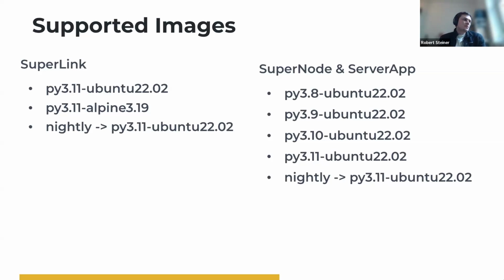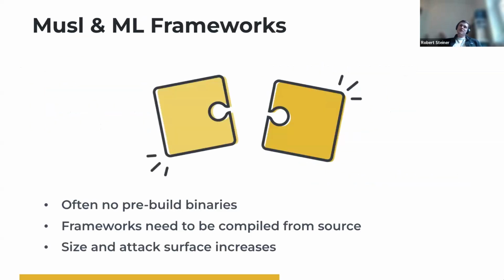You might wonder why we only offer Alpine for the Superlink image. The reason for that is on the next slide: Alpine and machine learning frameworks currently don't work really well together. Alpine internally uses musl instead of glibc, and most ML frameworks don't provide pre-built binaries for this combination.